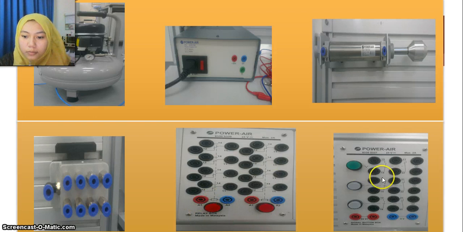Next, this is the signal button box. The signal button box functions as a switch. This is switch 1, switch 2, and switch 3. Switch 1 is normally known as the push button, and switch 2 is known as the stop button. This is the normally open and this is the normally closed.